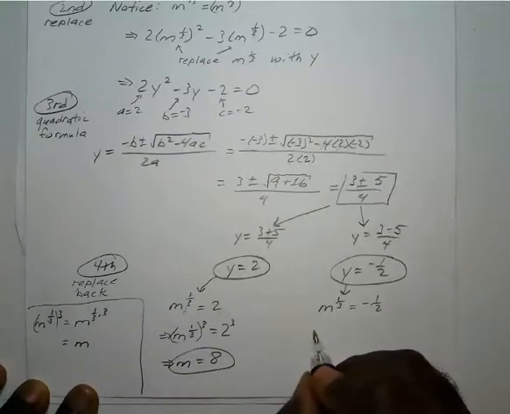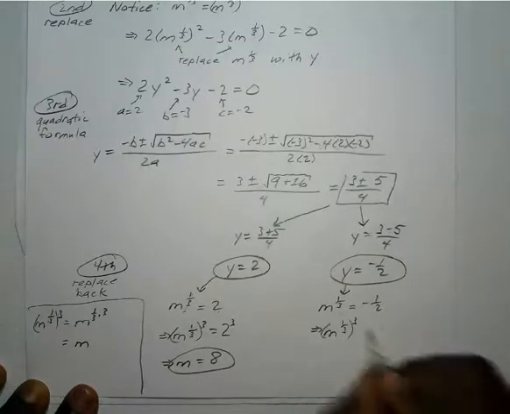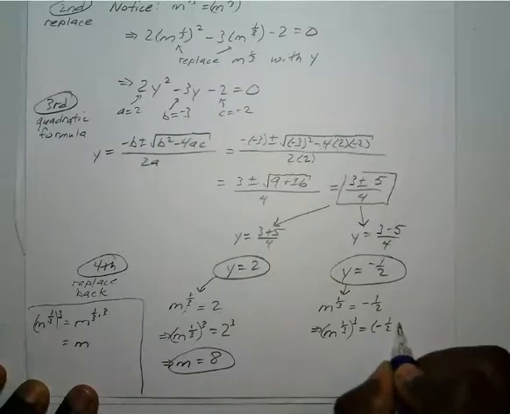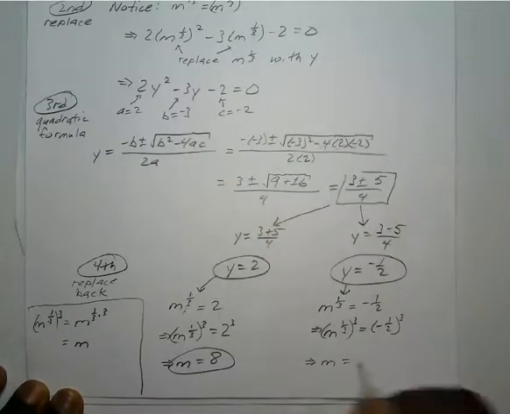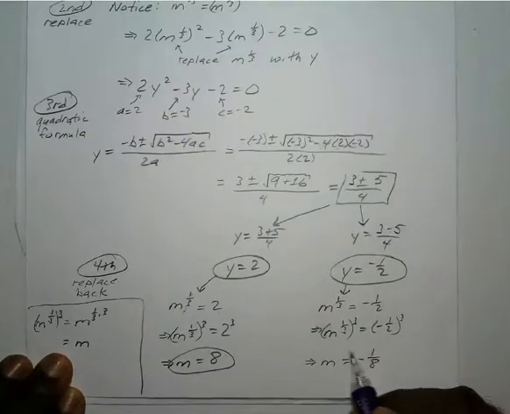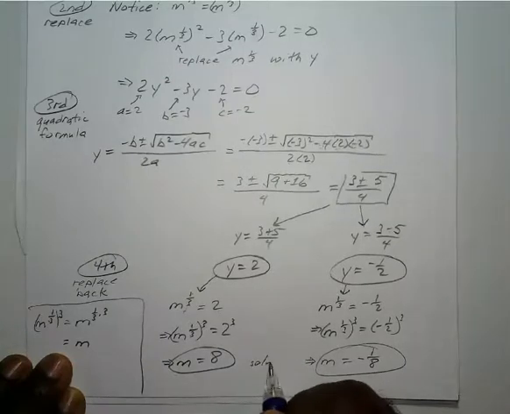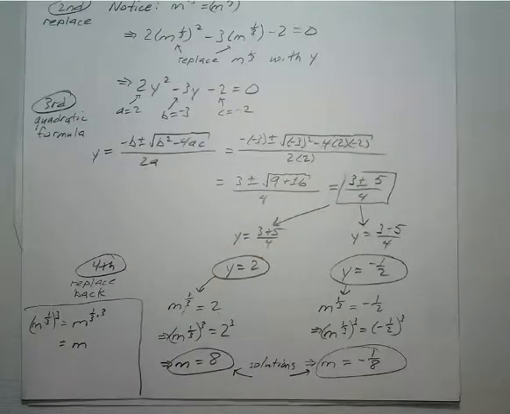And here we do the same thing. We have m to the 1/3 power raised to the 3rd power equals negative 1/2 to the 3rd power. And again, those two cancel out. So we end up with m equals negative 1/2 to the 3rd power, which is negative 1/8. So these are your solutions. And if you like, you can check them by plugging them into your original equation, but you don't have to.